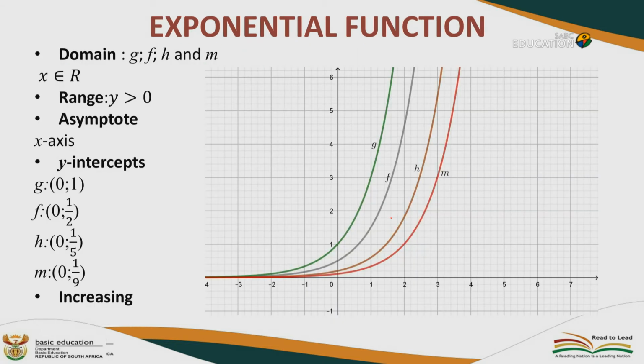So we can see what is our domain? x, an element of real numbers. Our range, it lies above. Our asymptote, still the x-axis. Now, the y-intercept is the one that is different. Remember, it will be (0, 1). We'll have (0, 1), (0, 1/2), (0, 1/5), and (0, 1/9), because it is stretching horizontally. And it's still an increasing function because our b is greater than 1.